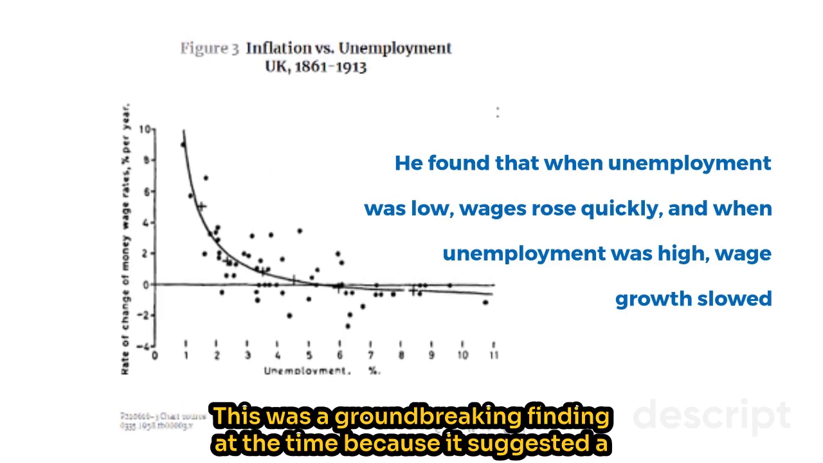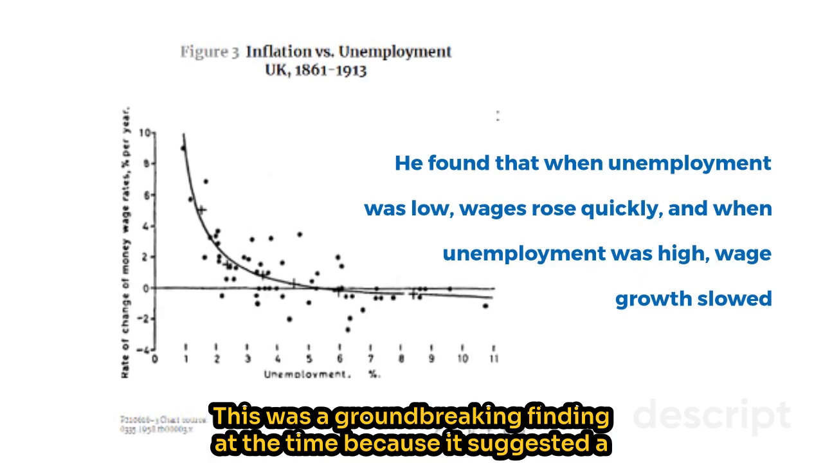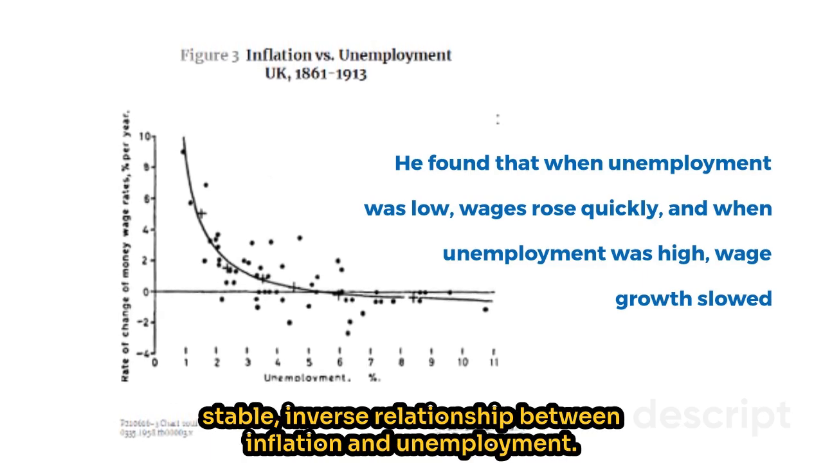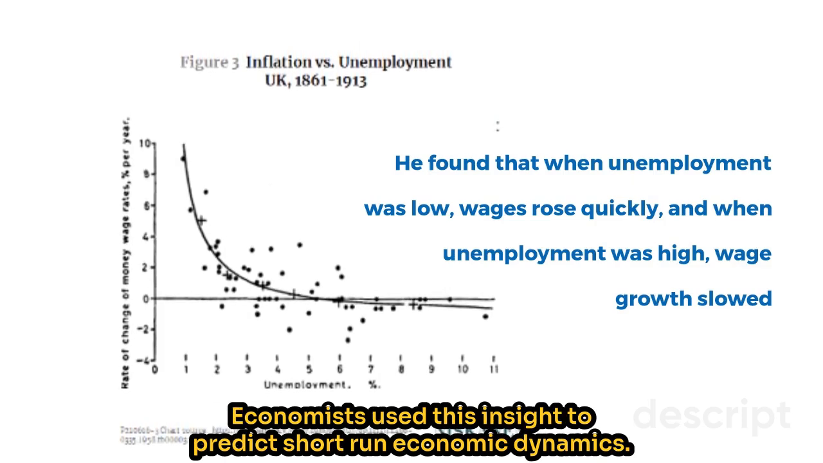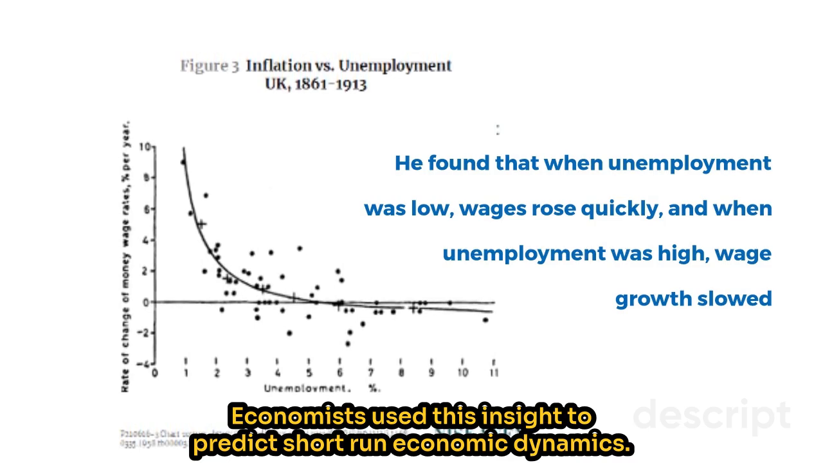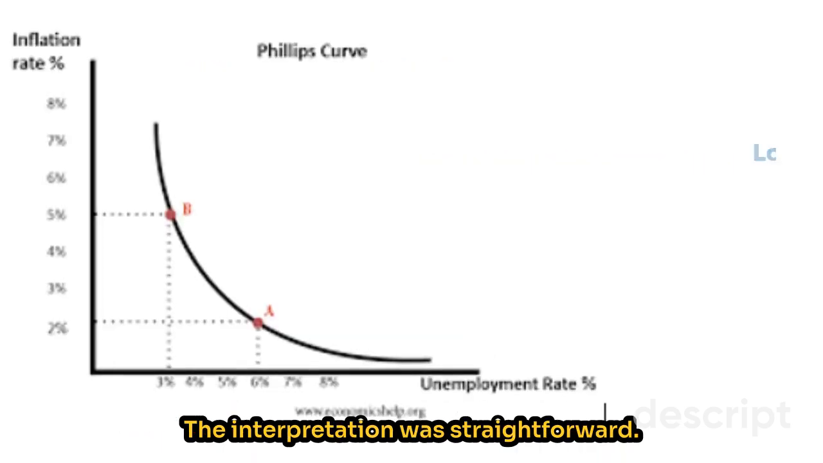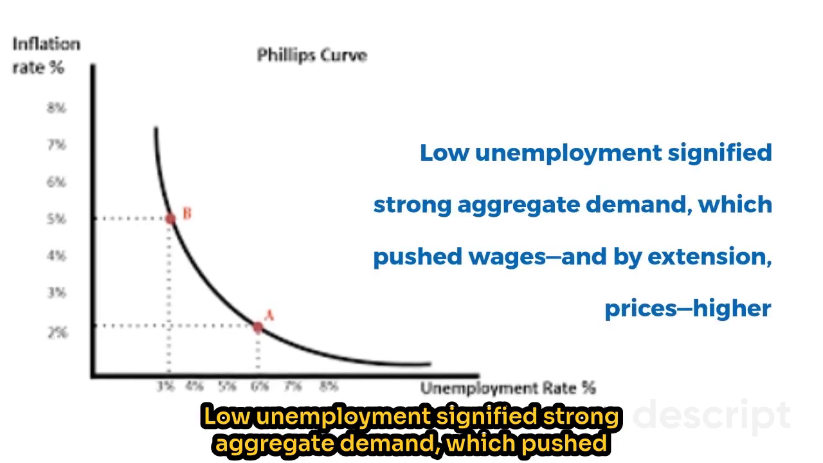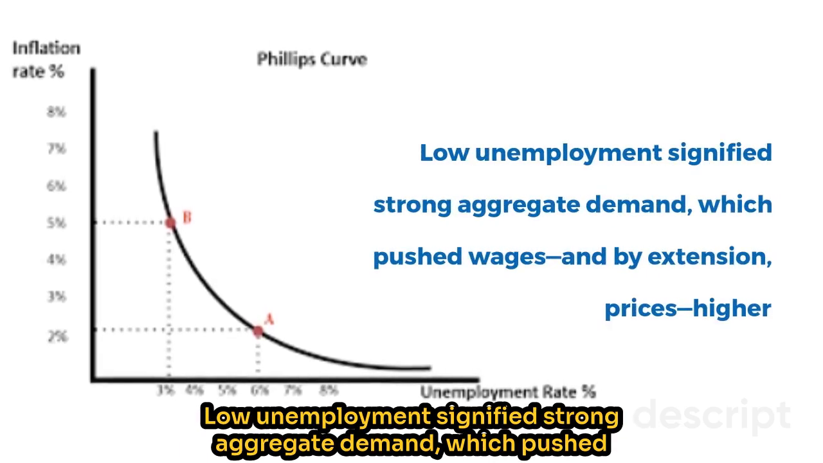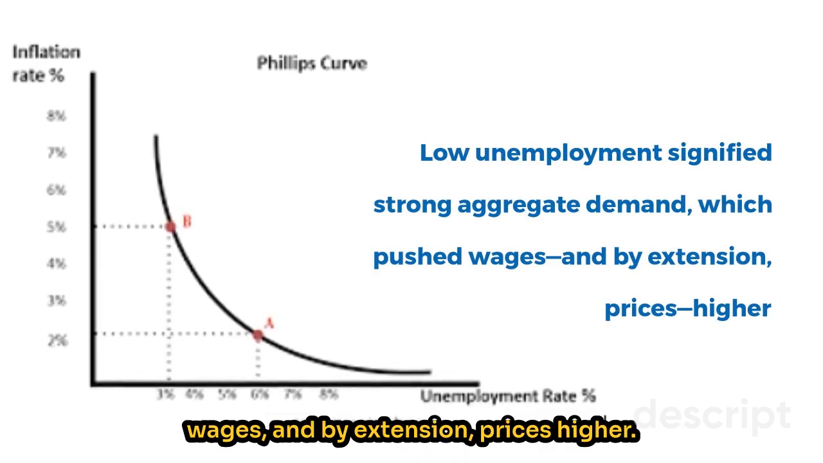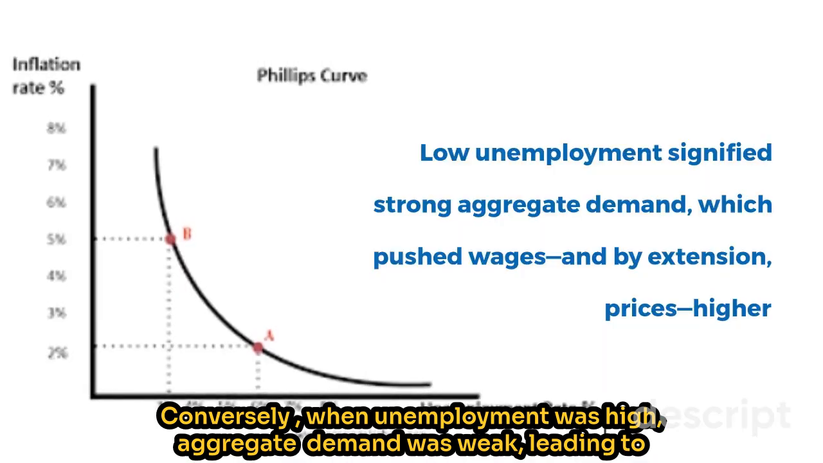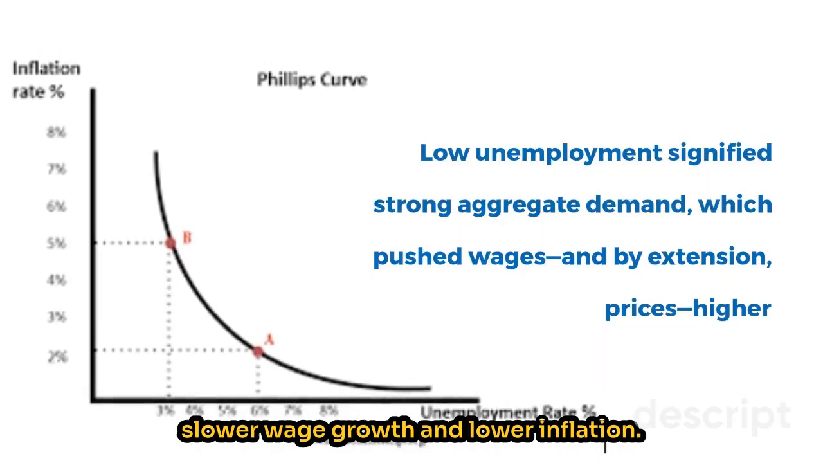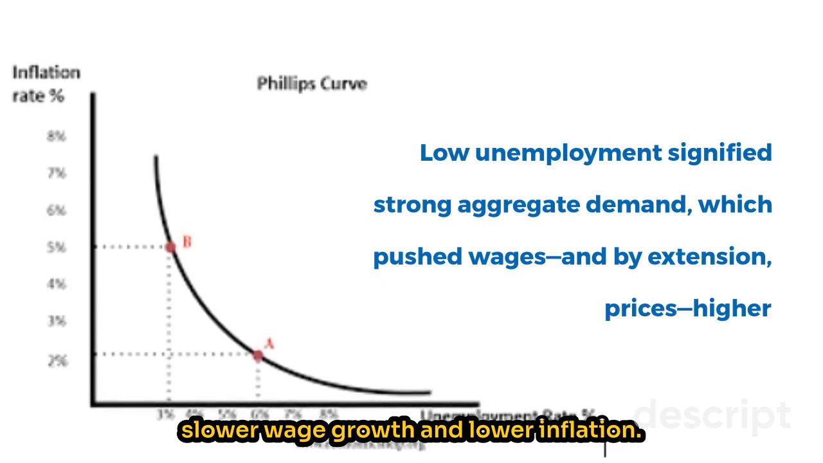This was a groundbreaking finding at the time because it suggested a stable, inverse relationship between inflation and unemployment. Economists used this insight to predict short-run economic dynamics. The interpretation was straightforward. Low unemployment signified strong aggregate demand, which pushed wages and, by extension, prices higher. When unemployment was high, aggregate demand was weak, leading to slower wage growth and lower inflation.